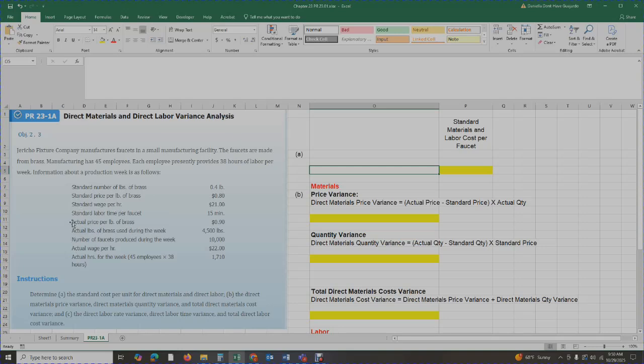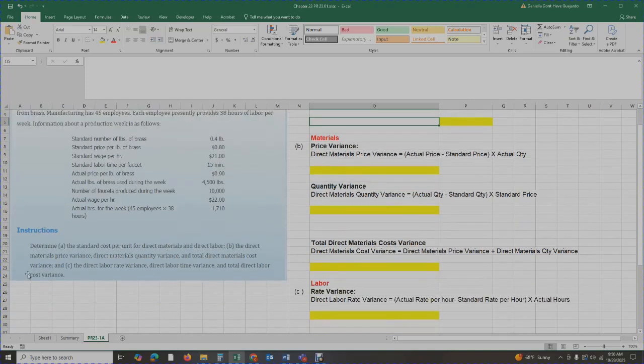Then the actual numbers come in. So we have the actual price per pound of brass, 90 cents. The actual pounds of brass used during the week, 4,500 pounds. The number of faucets produced during the week, 10,000. The actual wage per hour is $22, and the actual hours for the week, that's 1,710. So that's the number of actual hours that were worked during the week. Okay, and they got that by getting the 45 employees times the 38 hours.